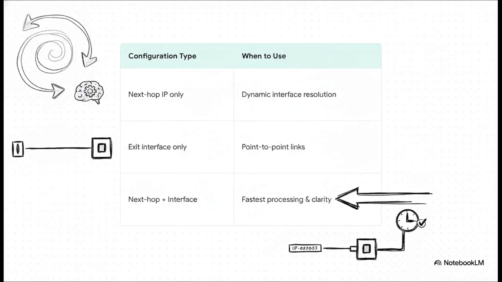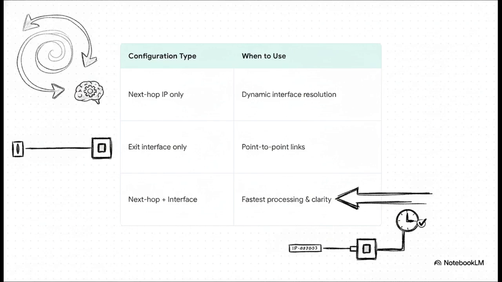When you're configuring these routes, efficiency really matters. If you use next hop IP only, you're forcing the router to do that recursive lookup, which adds a tiny bit of CPU overhead. If you use exit interface only, well, there's no recursion needed. The router just fires it right out the port. But the absolute best practice for maximum efficiency and clarity? Combining them. Specify both the next hop IP and the exit interface in your command. That way, the router immediately knows exactly who to send it to and exactly which port to use.